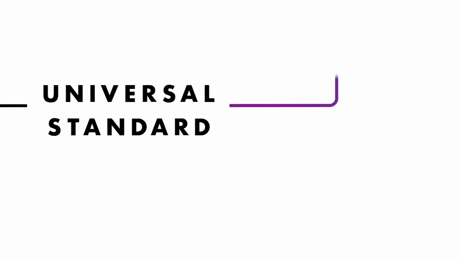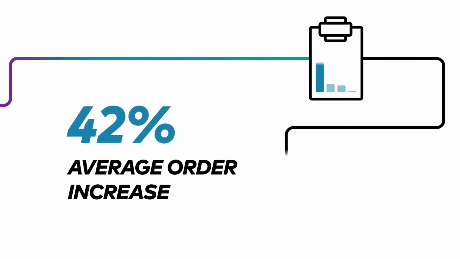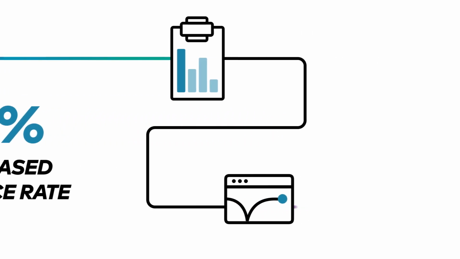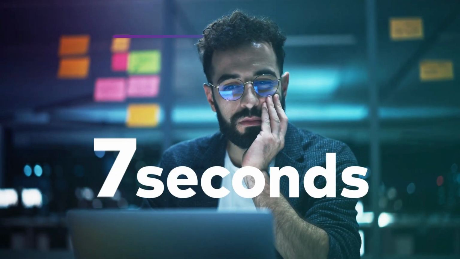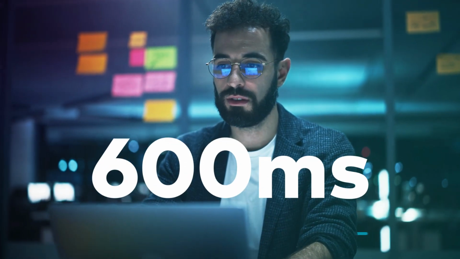E-commerce leader Universal Standard tripled their conversion rate, decreased bounce rate by 40%, and lifted revenue by 81% year over year. These benefits were directly linked to improving page load times from 7 seconds to 600 milliseconds using Edgio Applications.